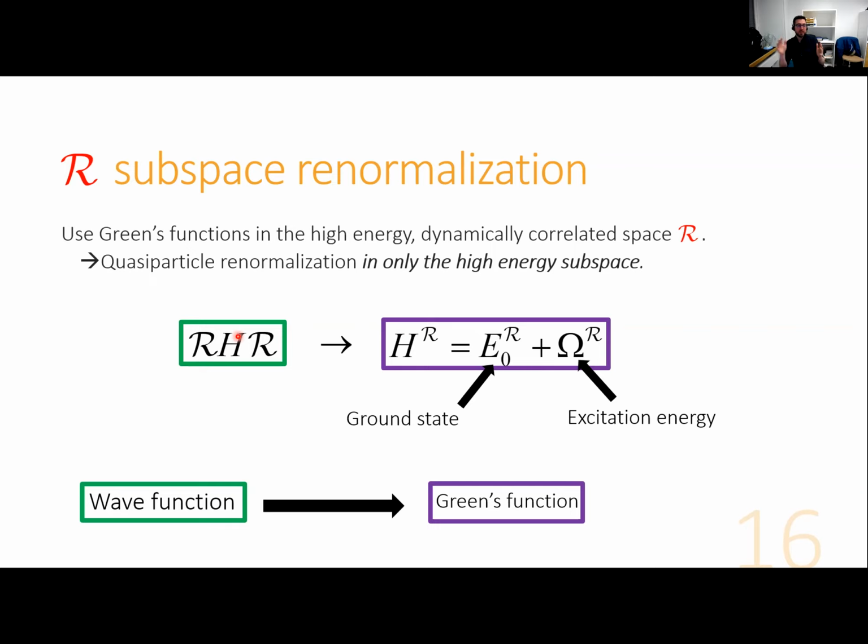Now I've set up the embedding where I need to choose the subspaces so that this bath space R is the dynamically correlated space where the Green's function methods will work well, at least the Green's function methods I want to use.